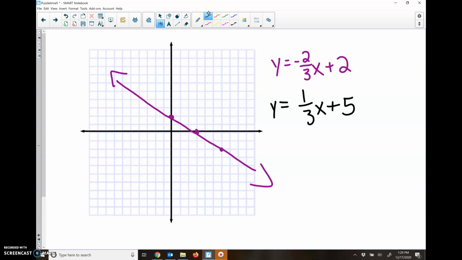All right, and then y equals 1/3 x plus 5. So 1, 2, 3, 4, 5. 1, 2, 3, 4, 5 up. Oh, it didn't switch to black. And then up 1 over 3.